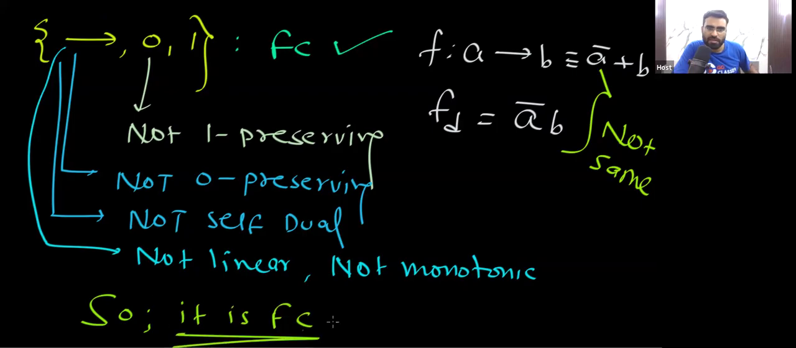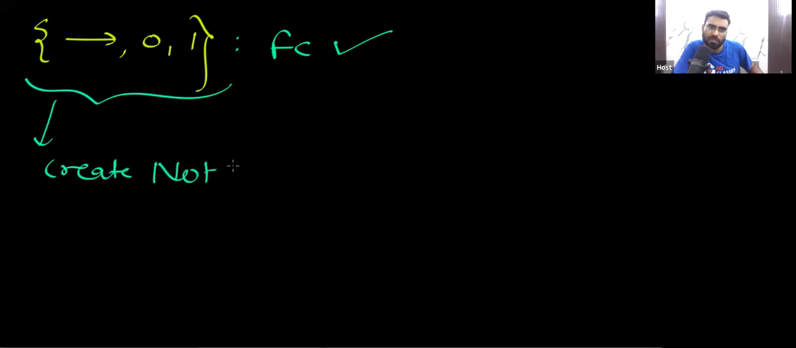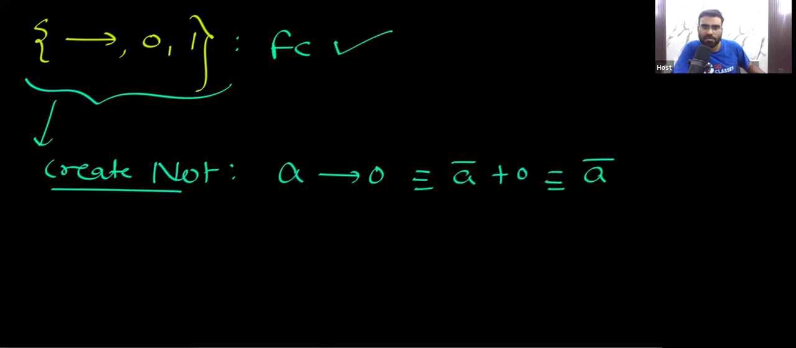So you can apply this Post theorem very simply. If you don't want to apply Post theorem, then also you can solve. If you do not want to apply Post theorem, can you create NOT from here? Please tell me. See, very easily I can create NOT. A implies 0 will give me A bar. So this is my NOT: A implies 0 gives me A bar.